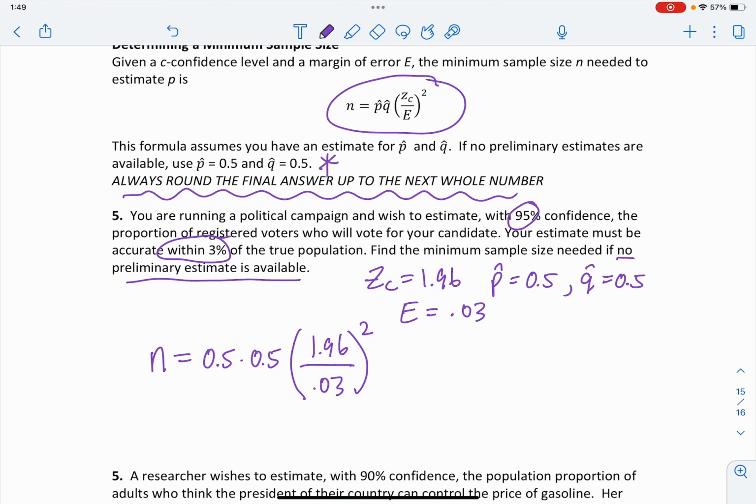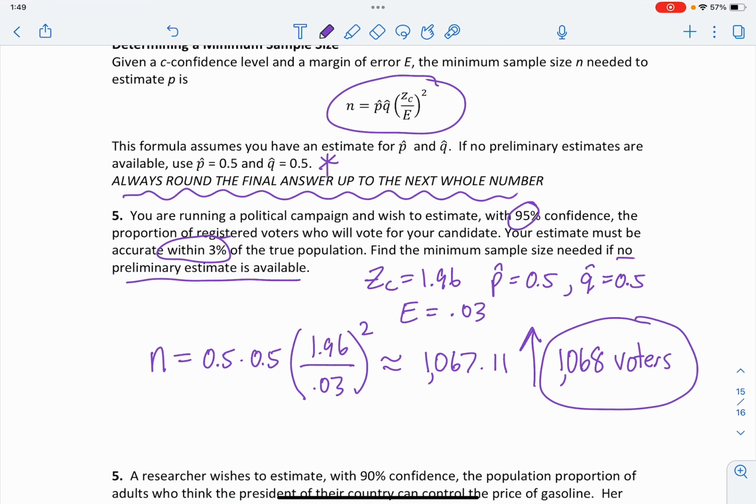Okay, type into your calculator. This one's pretty straightforward when you type it in. Give it a try, you should be getting 1067.11. Even though that's just that little 0.11, for minimum sample size we're always rounding up: 1068 voters. And there we have it.